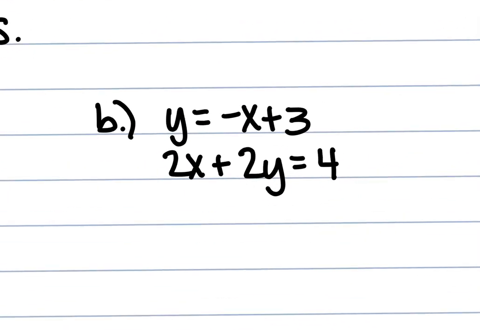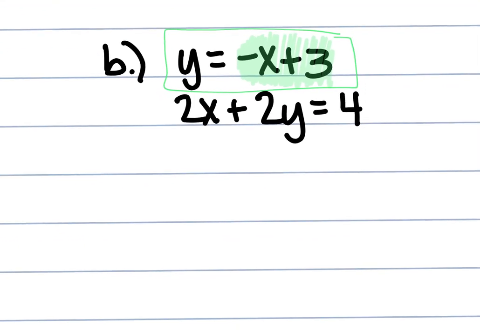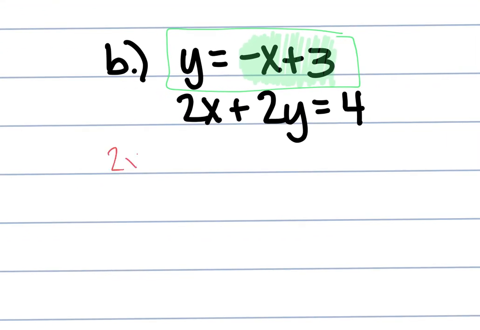Now, B is less obvious that there's no solution, okay? So you would just pick any method that you would like. I'm going to pick substitution again because y is already solved for. Now, my substitution becomes negative x plus 3. I'm going to highlight that. And in my second equation, I'm going to rewrite it, but wherever I see y, I'm going to put negative x plus 3. So we've got 2x plus 2 instead of y. Now I'm plugging in negative x plus 3 equals 4.